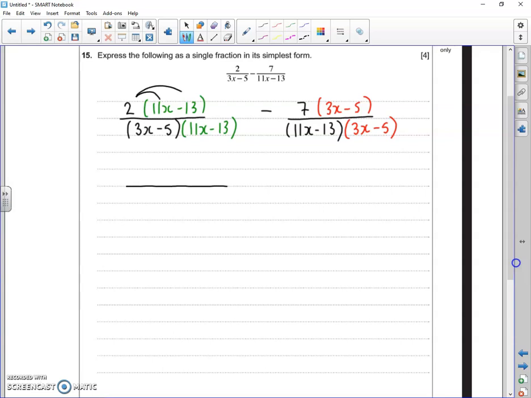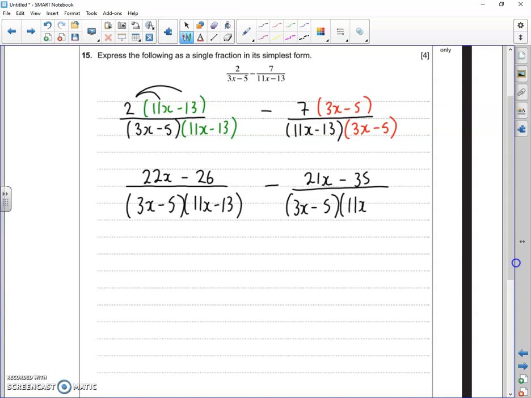So, using normal expanding, we get 22x minus 26 all over 3x minus 5, 11x minus 13. Take away 21x minus 35 all over 3x minus 5. Swap these around so they actually look the same this time: 11x minus 13. And then on the top, working across your numerators, we've got 22x take away 21x, so that leaves you with just x, or 1x.